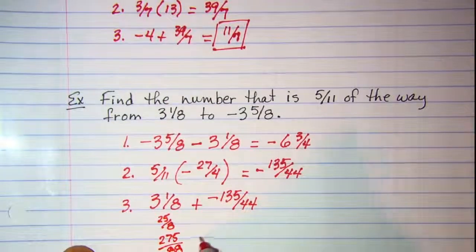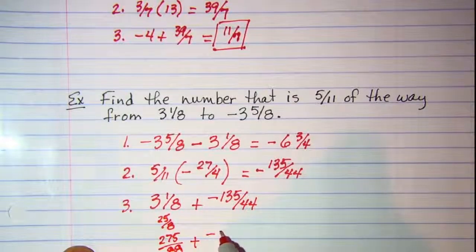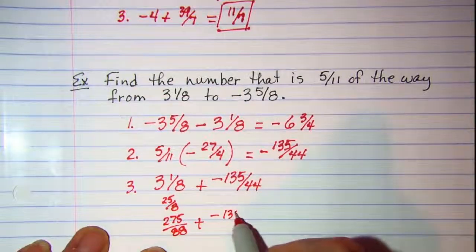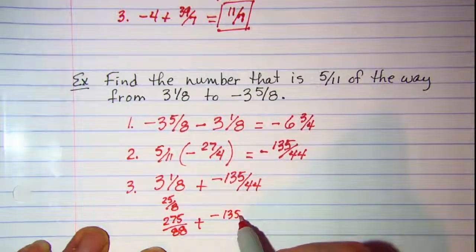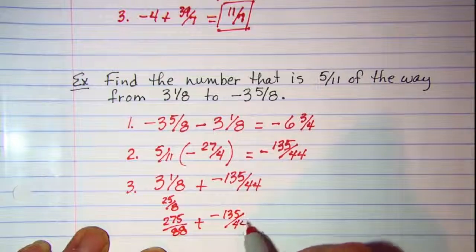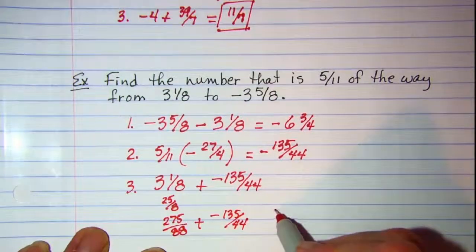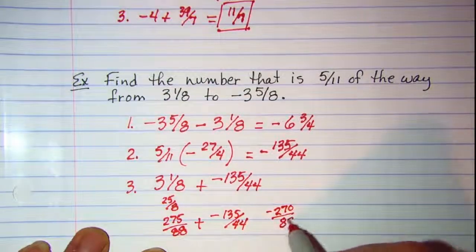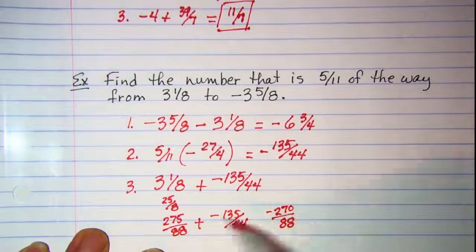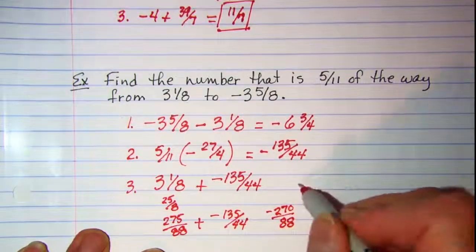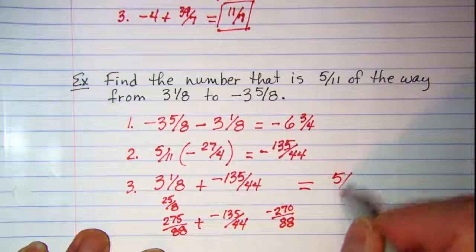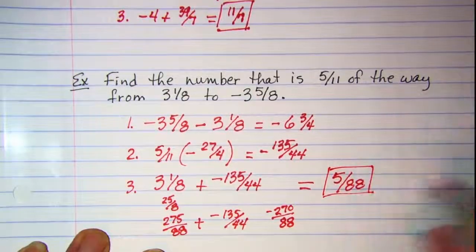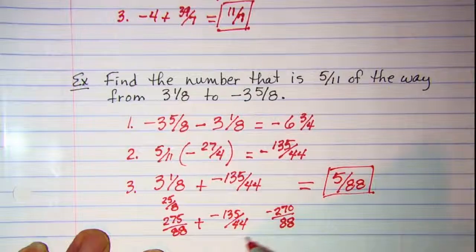And I'm adding a negative 135/44, which is a negative 270/88. So it looks like we're going to get 5/88.